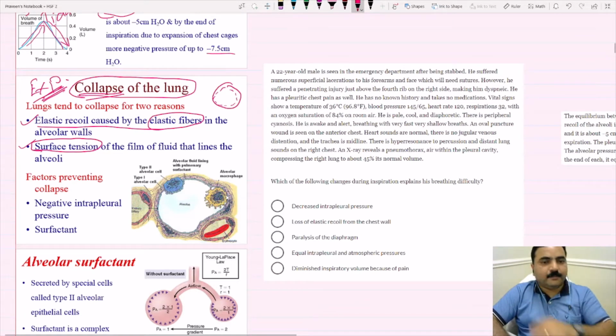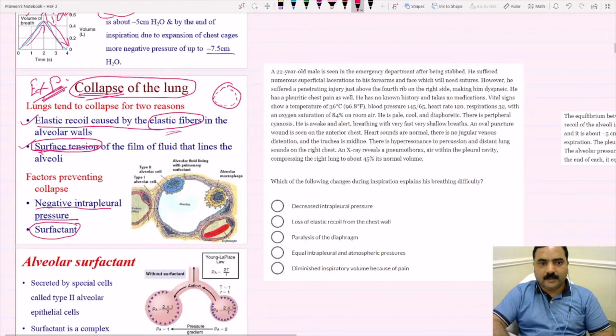So what are the factors that prevent the collapse of the lung? For the elastic fibers, what prevents the elastic recoiling is the negative intrapleural pressure. The negative intrapleural pressure does not allow the lung to completely collapse. And for the surface tension, what controls it is the surfactant.